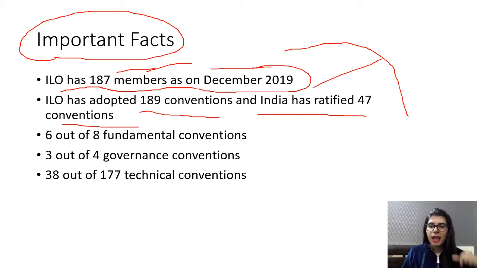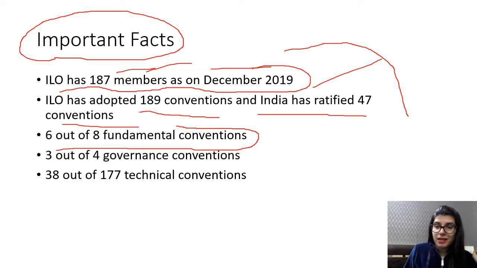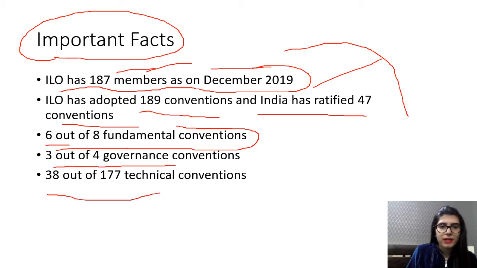So till now ILO has adopted 189 conventions. You need to note this down in your notebooks, and India has ratified 47 conventions, including 6 out of 8 fundamental conventions. As I told you, today's topic is fundamental conventions. There are 8 fundamental, or core, conventions of the ILO, out of which India has ratified 6. Then 3 out of 4 governance conventions and 38 out of 177 technical conventions. The total of 6, 3 and 38 is 47. That is why India has adopted 47 conventions.